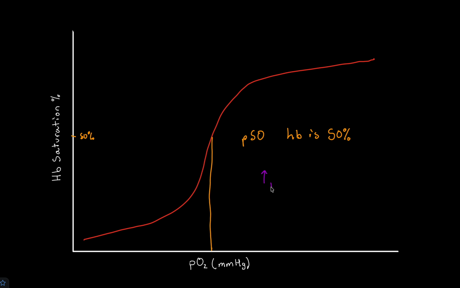Now, if we have a high P50 value, this basically means we need a lot of partial pressure in order for our hemoglobin to be 50% saturated, which means that we have a low affinity for oxygen. And vice versa, if we have a low P50, we have high affinity. The reason why is that we don't need as much partial pressure for our hemoglobin to be 50% saturated. So I'm going to keep this relationship right over here when we go through our examples of what can increase and decrease P50, just as a reference.